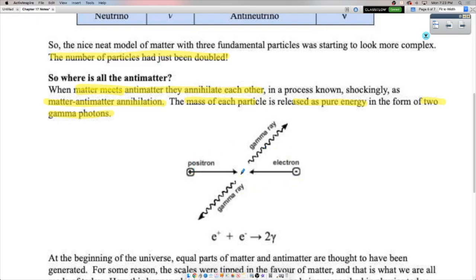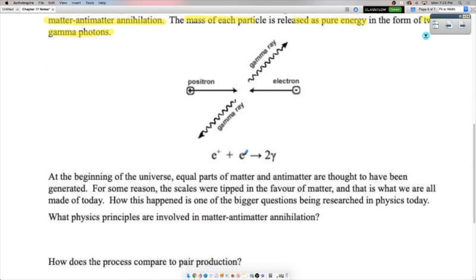And you might be thinking, well, what if they're not just going straight at each other and the net momentum isn't 0? Why can't the gamma photon just go that way with some momentum? Well, that comes out in the math of special relativity, but this example does give you a feel for why there must always be 2 photons. So essentially, particle and antiparticle create 2 gamma photons.